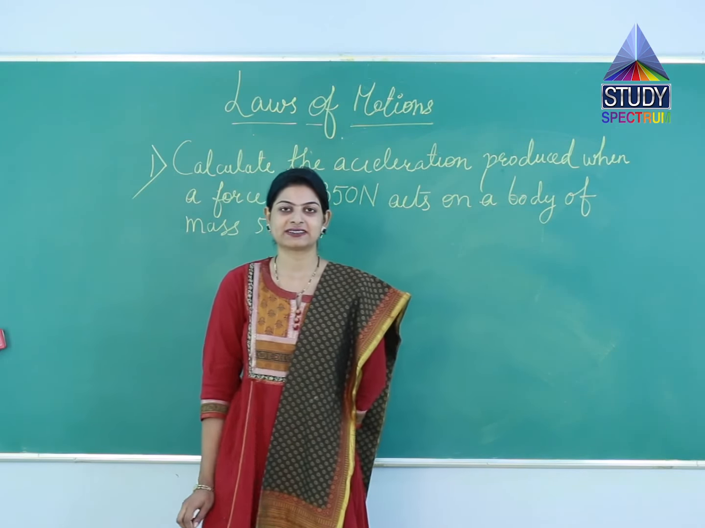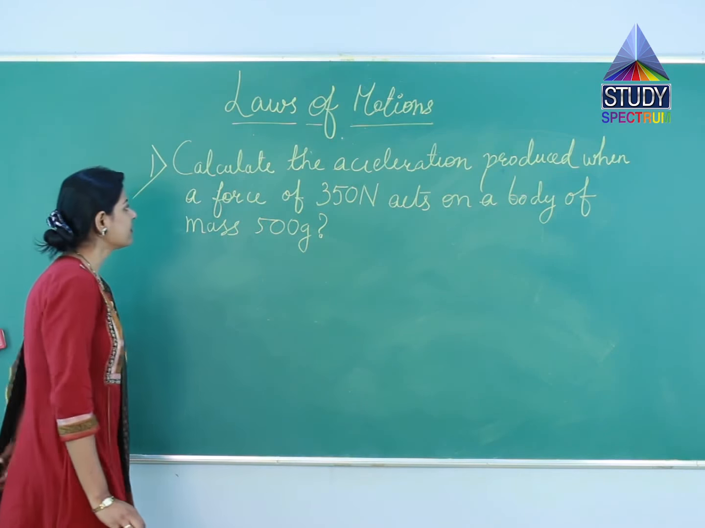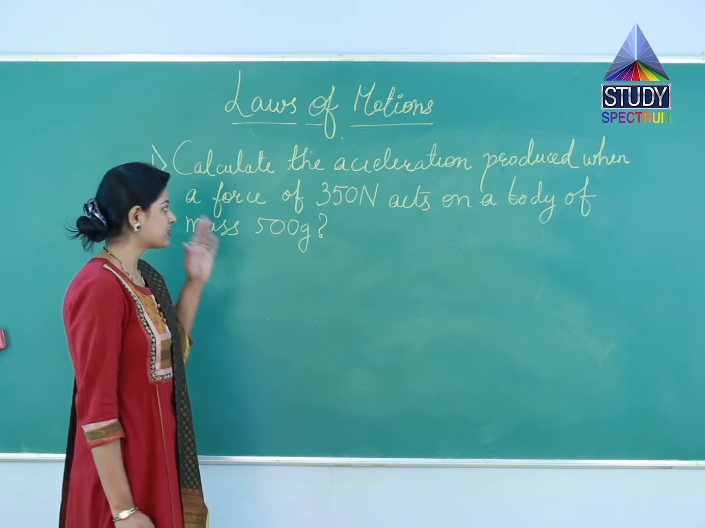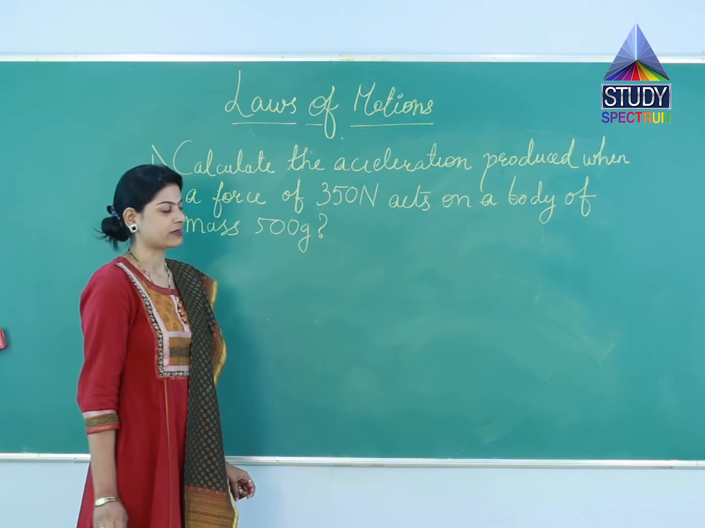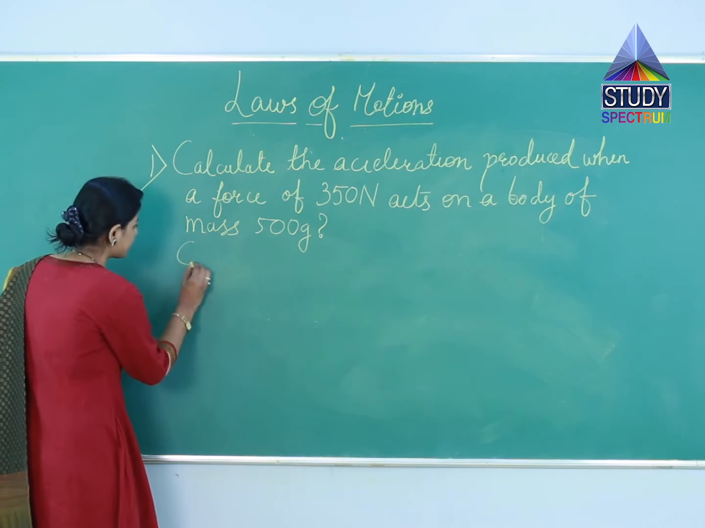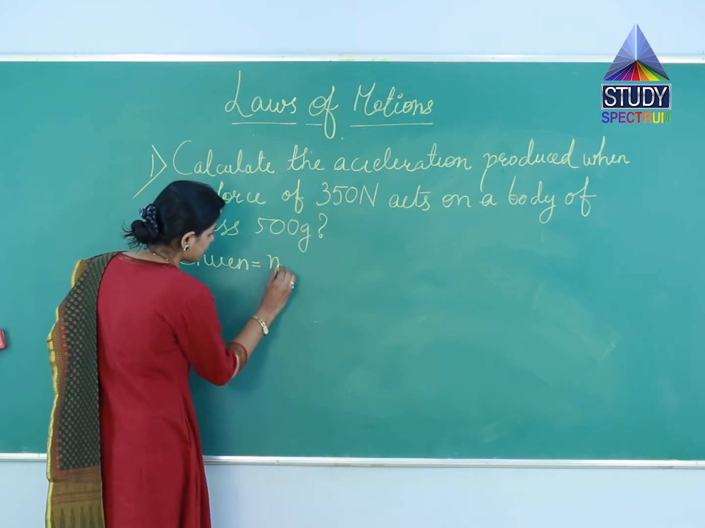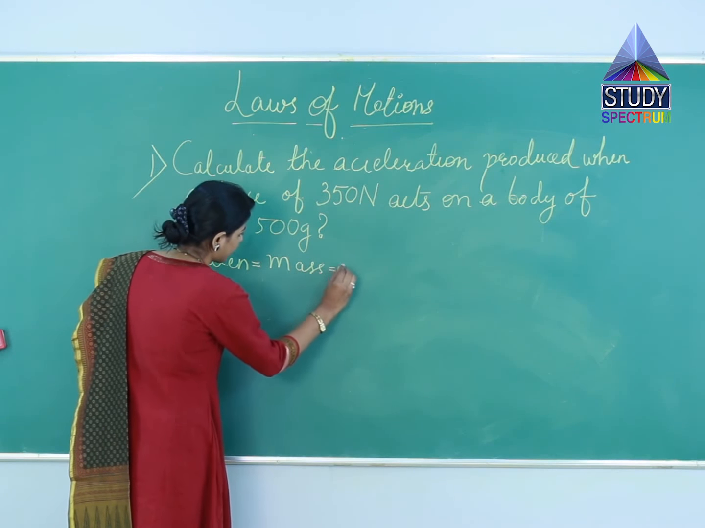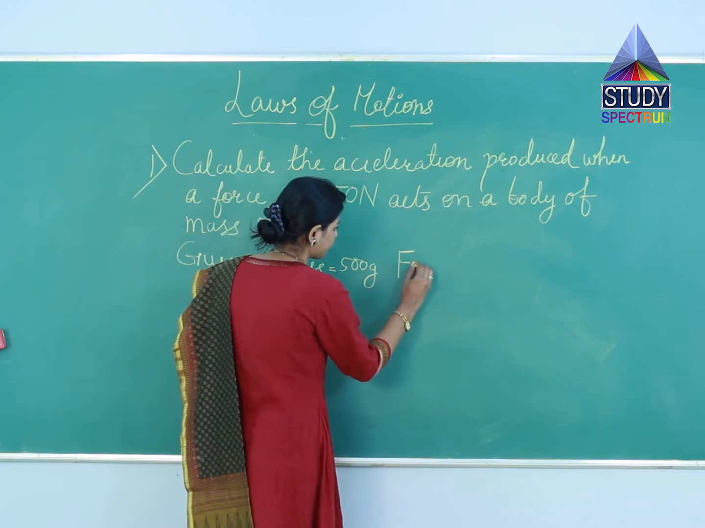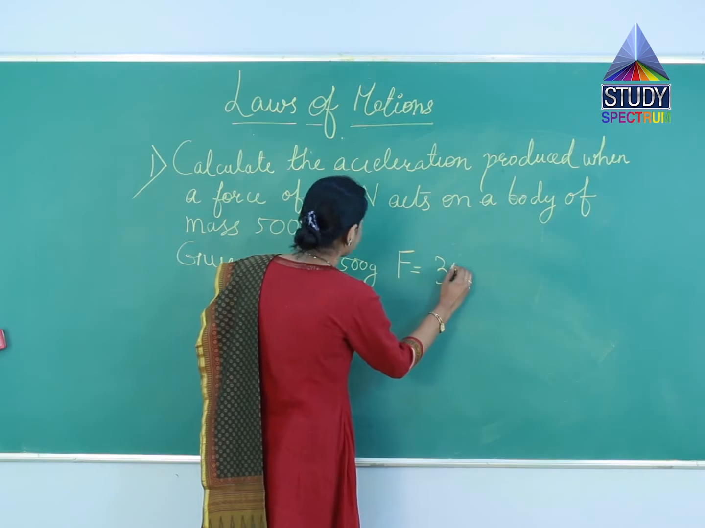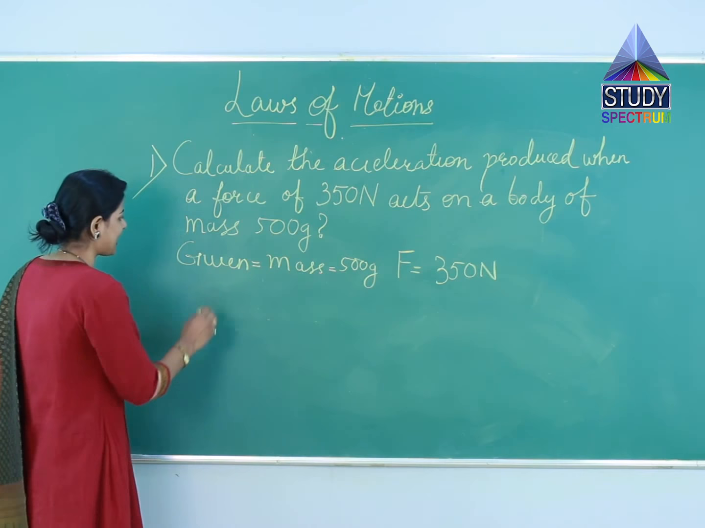So, let us just see some numericals related to the topic. The first question that we have: calculate the acceleration produced when the force of 350 Newton acts on the body of 500 grams. So how to do that? First, we will note down the given data, whichever we have. We have mass 500 grams and we have force 350 Newton. We have to find the acceleration.